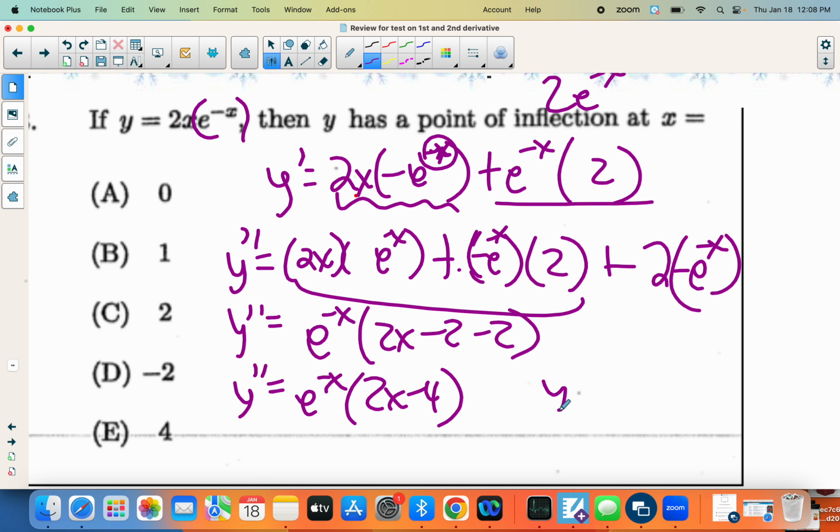So I'm going to do a second derivative chart. This is always positive. This is 1 over e to the whatever. It's always going to be positive. And so all I need to do is test this one. So if I put in 0 or something, I get a negative. And after 2, I get a positive. So I do see a sign change. So it should be at 2.